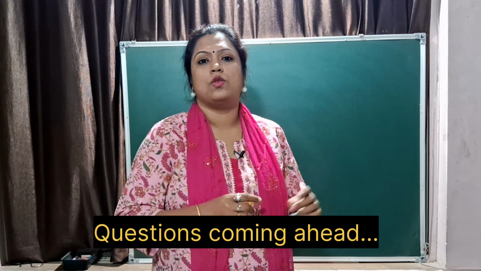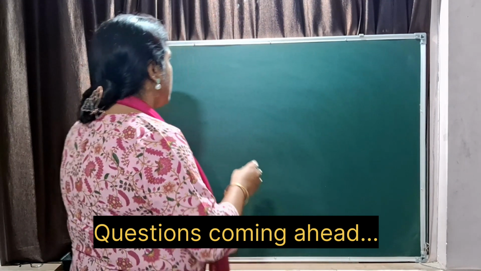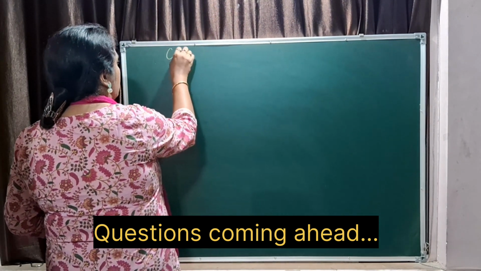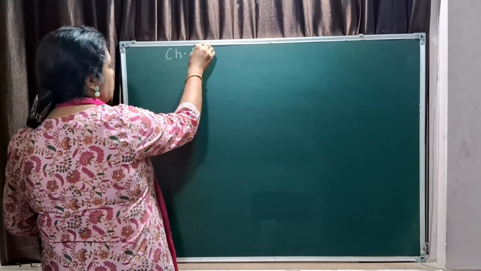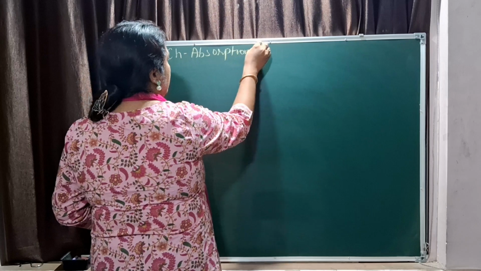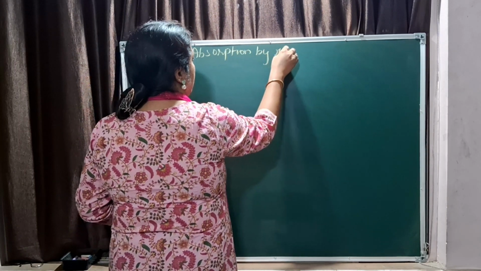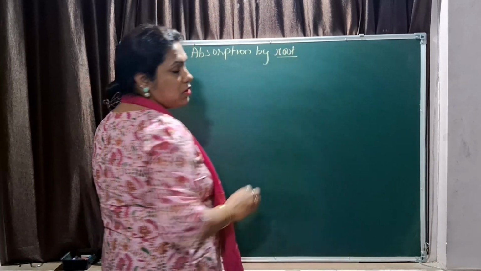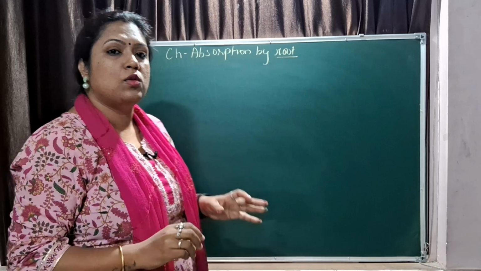So let us quickly go to plant physiology. The first chapter that is included in plant physiology is absorption by roots. In absorption by roots, the most important thing, as you can see in the heading, is the roots. What makes the root apt for absorption of water is the presence of the root hair.